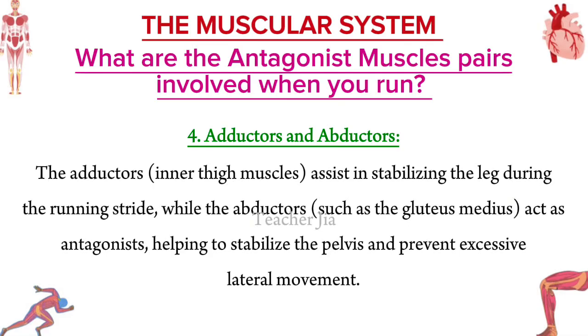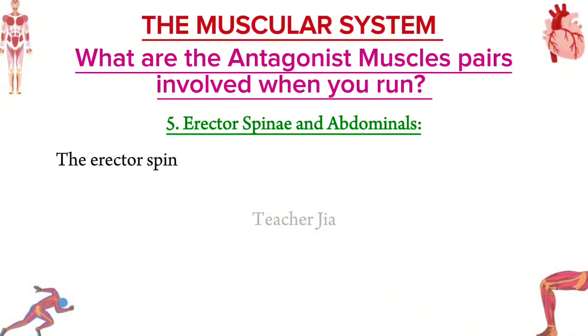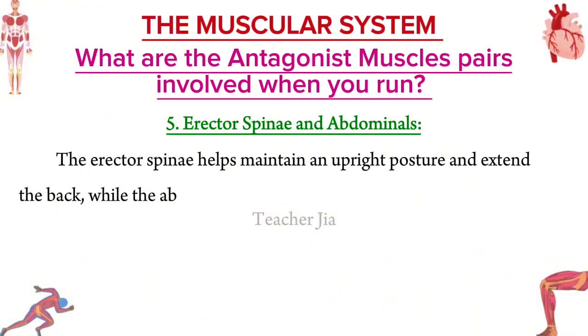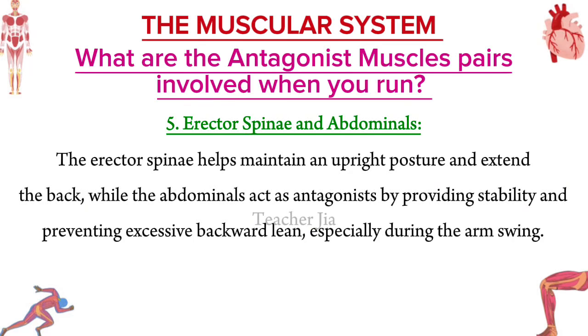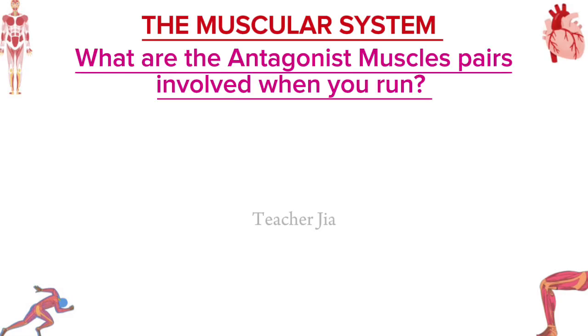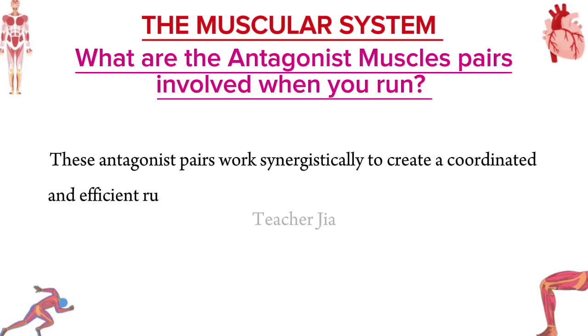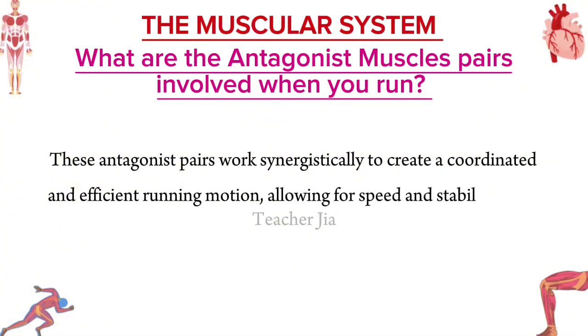And lastly, the fifth pair of muscles involved when you run are Erector spinae and abdominals. The erector spinae helps maintain an upright posture and extend the back, while the abdominals act as antagonists by providing stability and preventing excessive backward lean, especially during the arm swing. These antagonist pairs work synergistically to create a coordinated and efficient running motion, allowing for speed and stability while minimizing the risk of injury. I hope you've learned something.